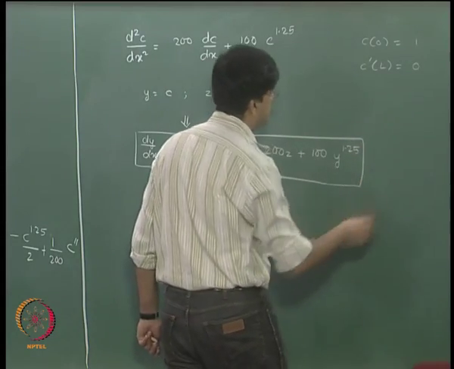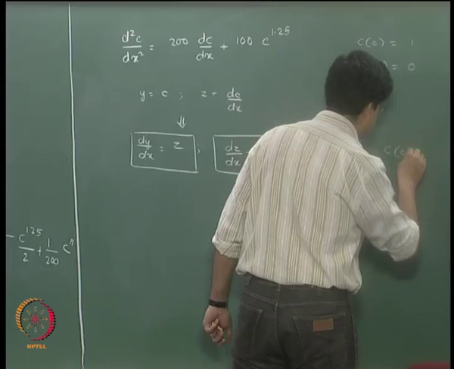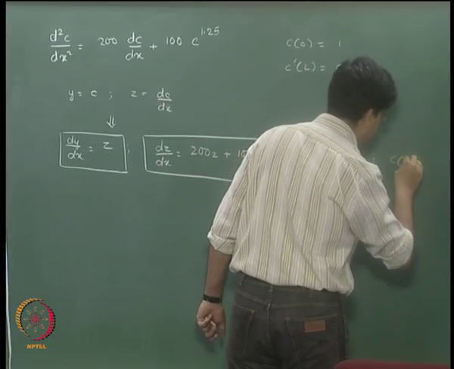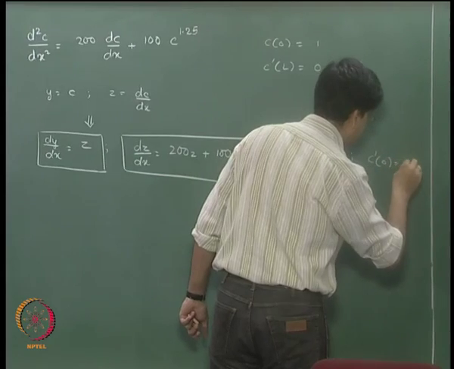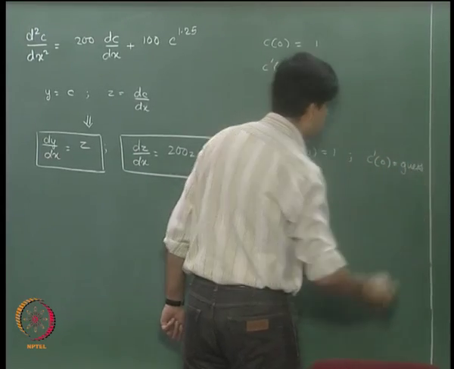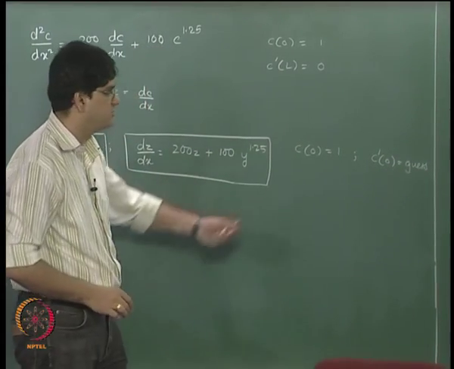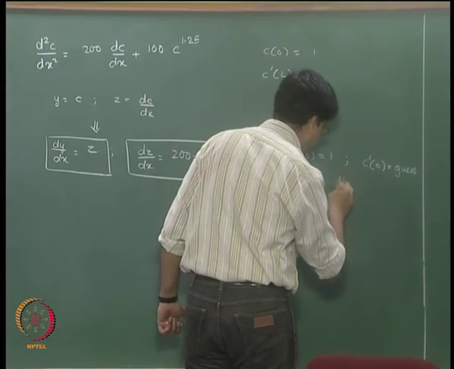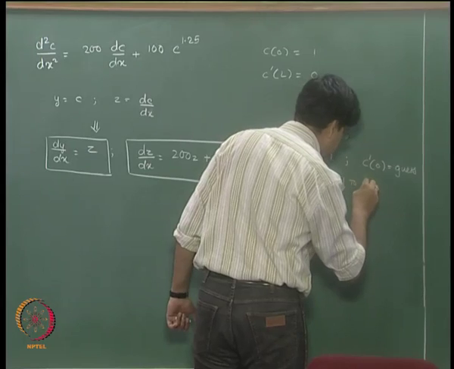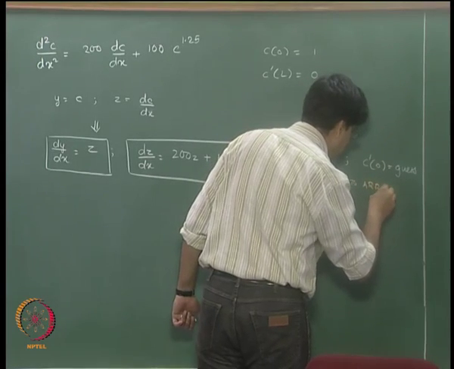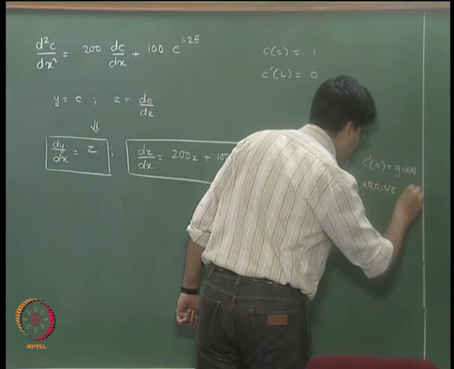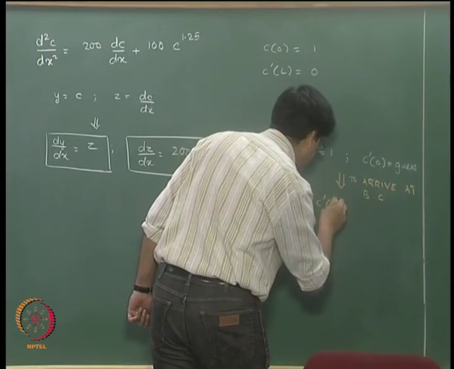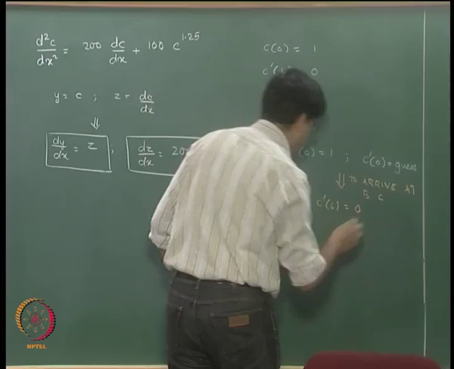solve using our initial condition C0 equal to 1 and our C dash 0 equal to a guess value. This is going to be our initial value problem that we are going to solve, such that we finally meet the boundary condition, to arrive at the boundary condition c dash at L equal to 0.